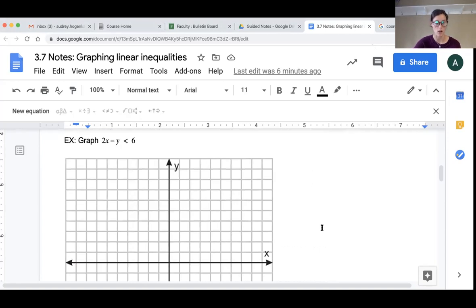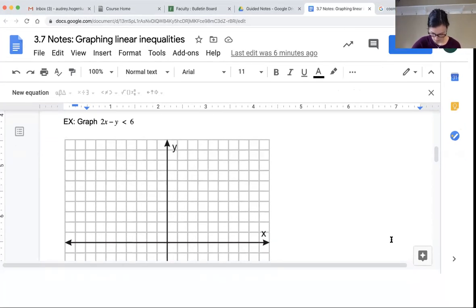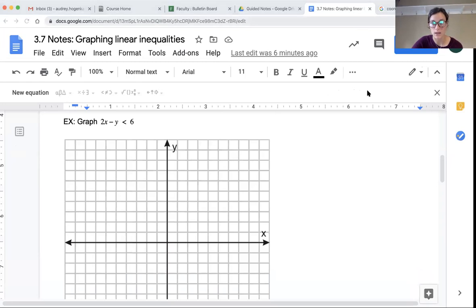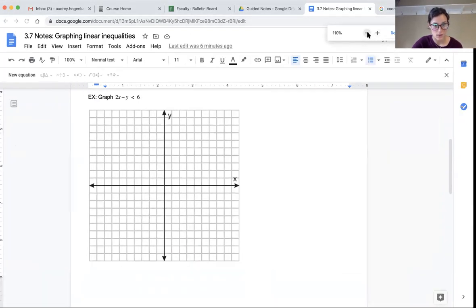So moving right along, graph 2x minus y is less than 6. My coordinate plane is too big. Let me see if there is a way that I can shrink my screen a little bit so you guys can see the whole thing. There we go, beautiful. All right, so 2x minus y is less than 6.